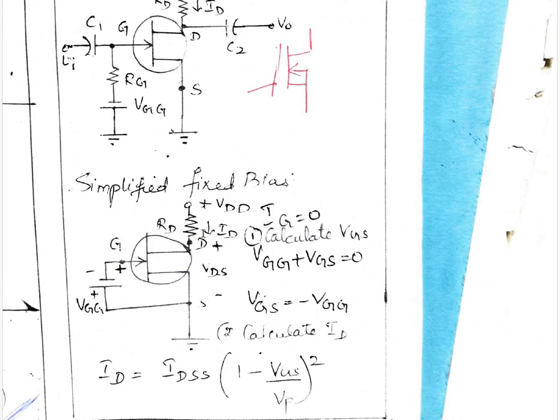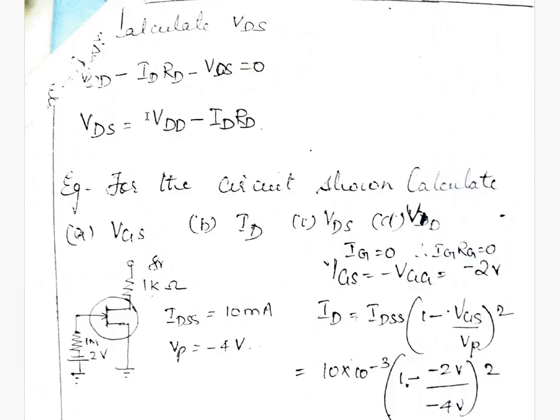So it will be VDD minus IDRD minus VDS is equal to 0. So VDS is VDD minus IDRD.